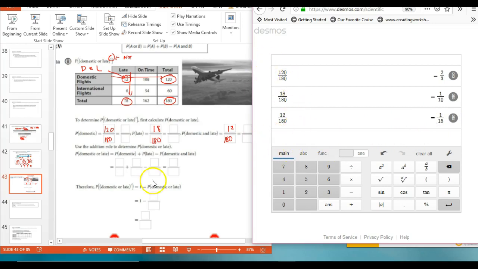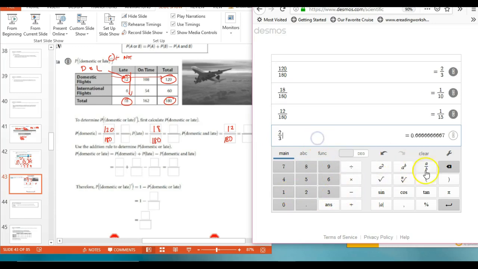Since we are going to use these values to add and then subtract, we might as well do that now. So that would be 2/3 plus 1/10 minus 1/15. And that would be about 7/10.